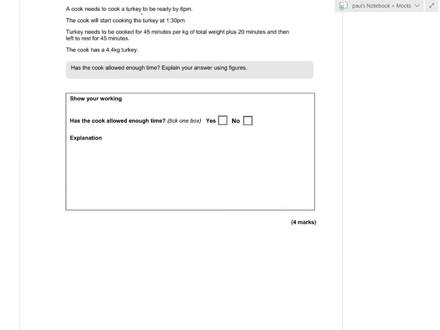A cook needs the turkey to be ready at 6. The cook will start cooking at 1:30. The turkey needs to be cooked for 45 minutes per kilo of total weight plus 20 minutes, and then left to rest for 45 minutes. So we've got 45 minutes times the turkey, 4.4, and then we're going to add 20 minutes to that, and then we're going to add 45 minutes to that.